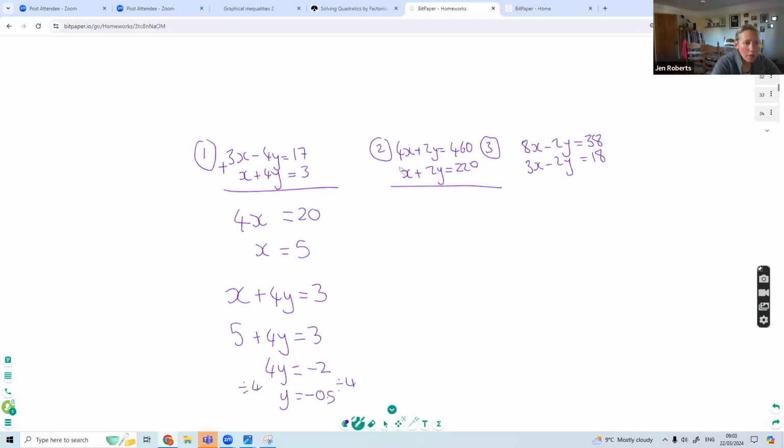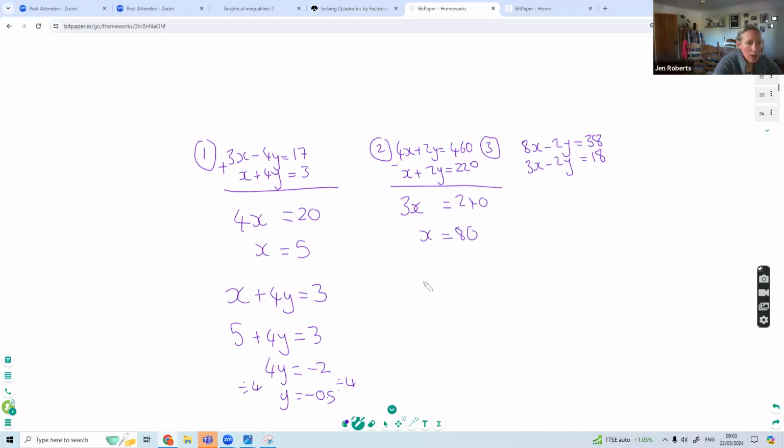This one here, hopefully you just subtracted them. 4x take away 1x is 3x. 2y take away 2y disappears. 460 take away 220 is 240. Divide both sides by 3, x is 80.